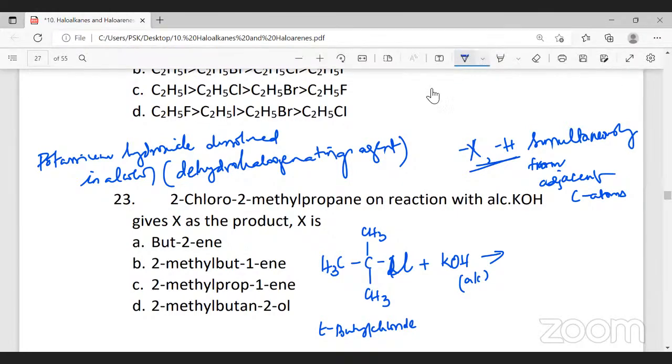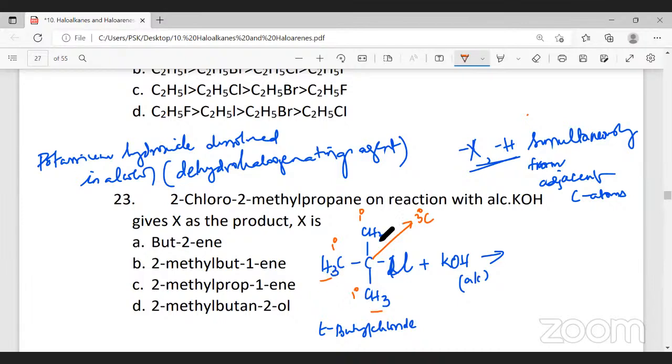Now, what you're supposed to understand in this question is, this carbon is a tertiary carbon atom. Why? Because this carbon is bonded to 3 other carbon atoms. Therefore, it's a tertiary carbon atom. This carbon is bonded to only 1 carbon atom, so this is a primary carbon. This carbon atom is also bonded to 1 carbon atom, primary. This one too, primary. So these 3 are primary carbon atoms.